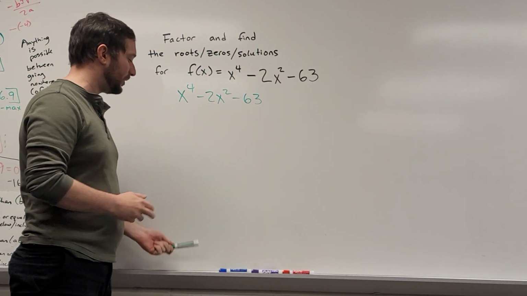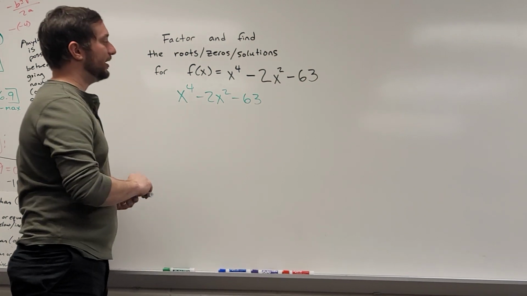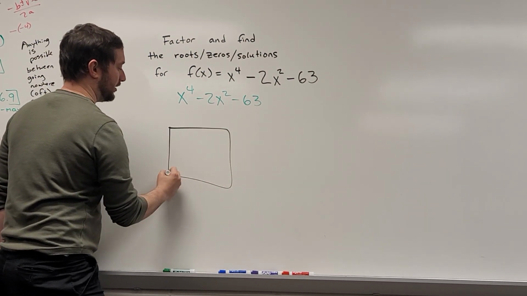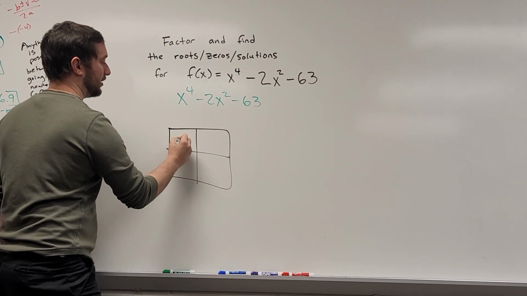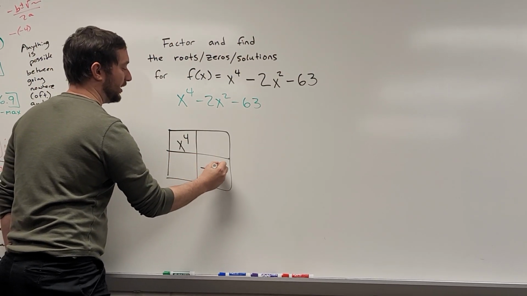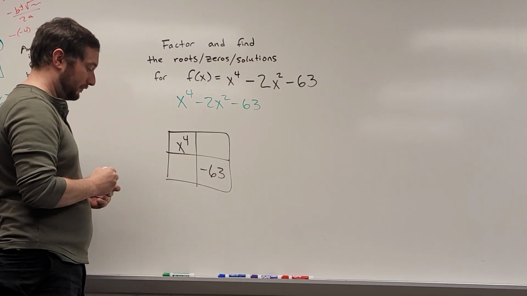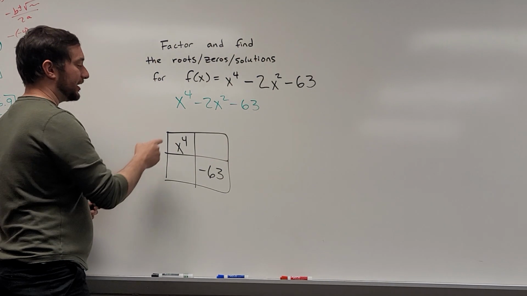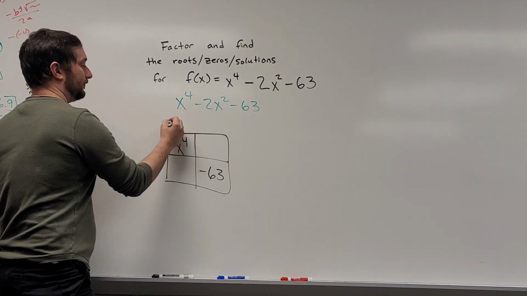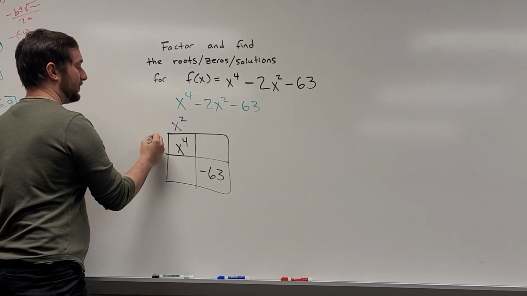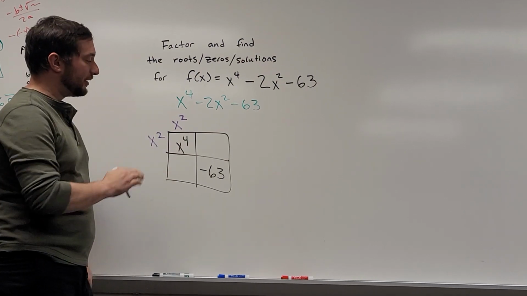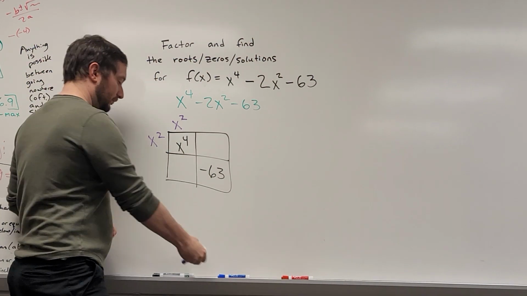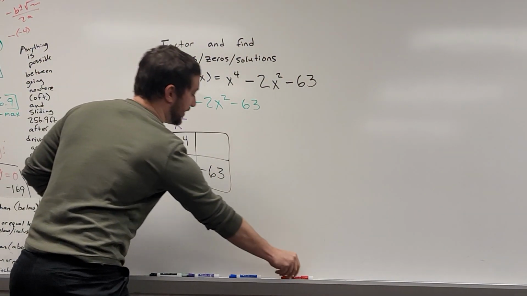Again, in this case, what we want to do to break this down is to set up a box. The first term will go in the first box, the last term in the last box. We'll ask ourselves what times what equals these monomials. And in this case, as with the last one, x squared times x squared is x to the 4th. Now there's multiple things that could multiply together to give you that negative 63.